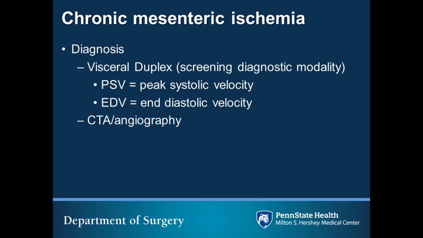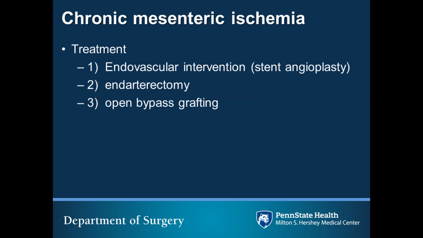The best screening diagnostic modality for chronic mesenteric ischemia is a visceral duplex, where numbers such as a peak systolic velocity and end diastolic velocity can be compared in ratios to assess the level of blood flow at different points within the abdominal viscera. Additionally, a CTA can also be obtained. The 3 treatment options for chronic mesenteric ischemia include endovascular interventions, endarterectomy, and open bypass grafting.